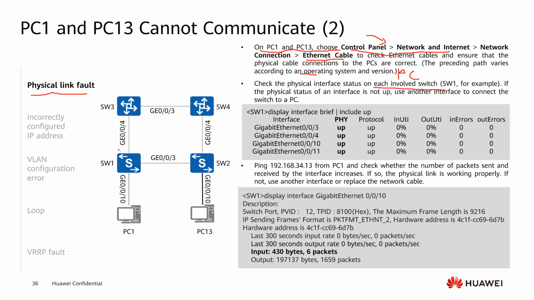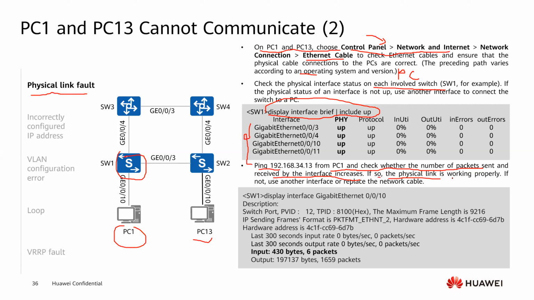For example, on SW1 we use display interface brief. Brief include up. We just check whether the physical interface is up. Okay, let's say all the interfaces are up. Then we ping this IP address from PC1 and check whether the number of packets sent and received by the interface increases.